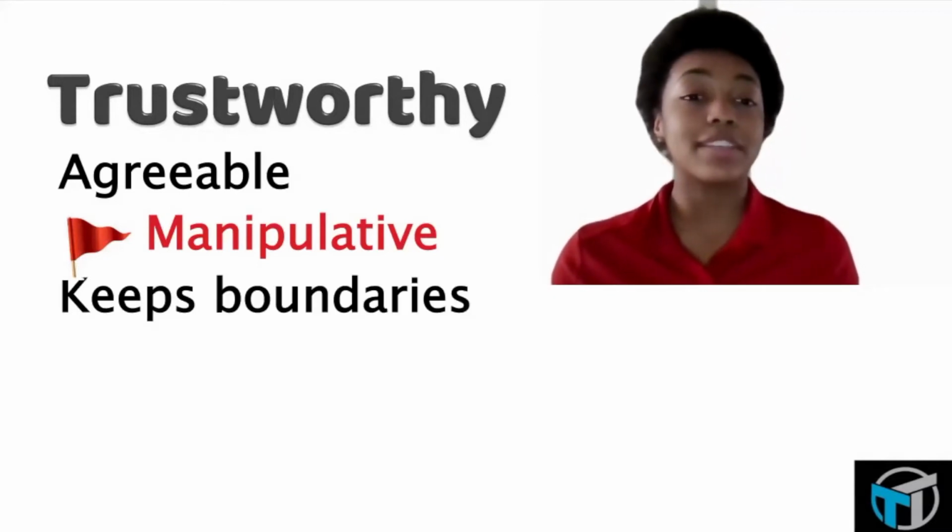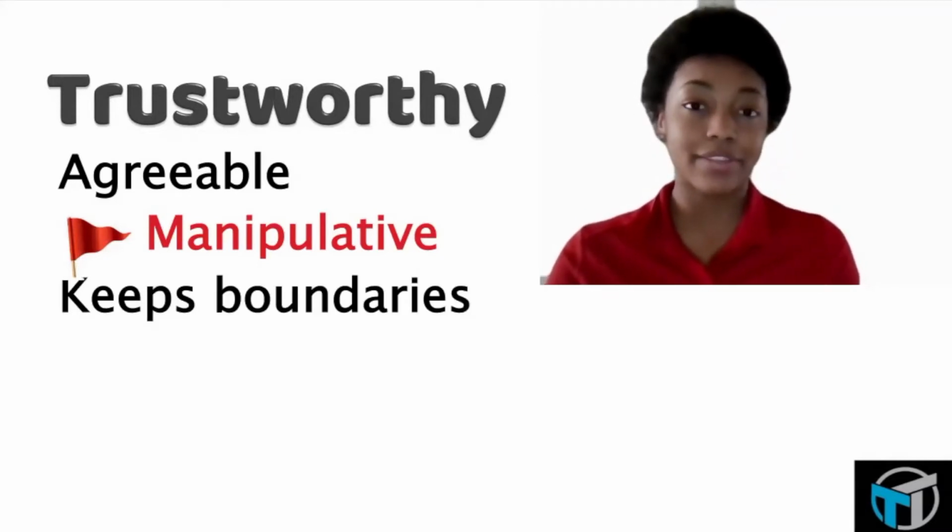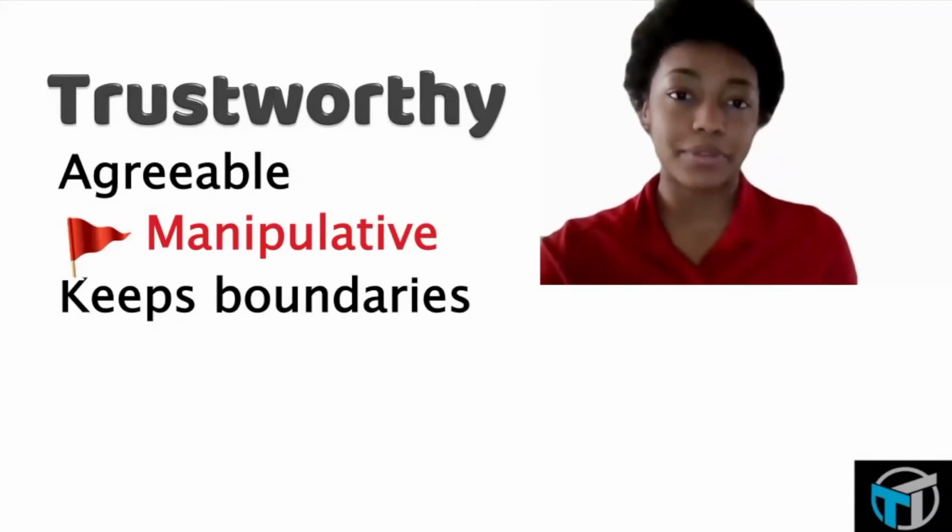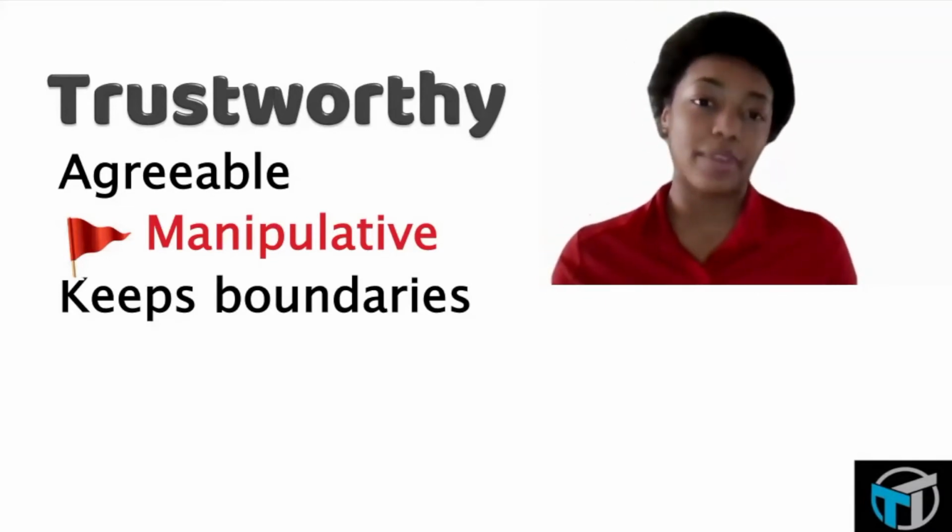A trustworthy person is someone who keeps boundaries, who knows your limits and you know theirs, and doesn't seek to cross those boundaries, which is a key indicator of a red flag.